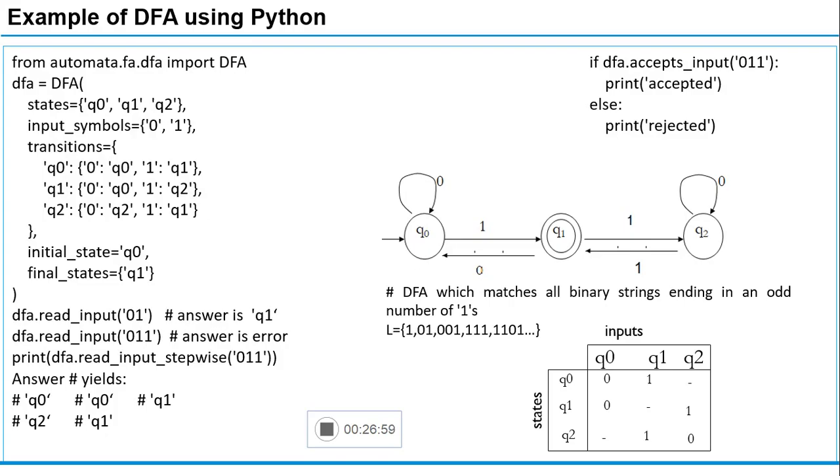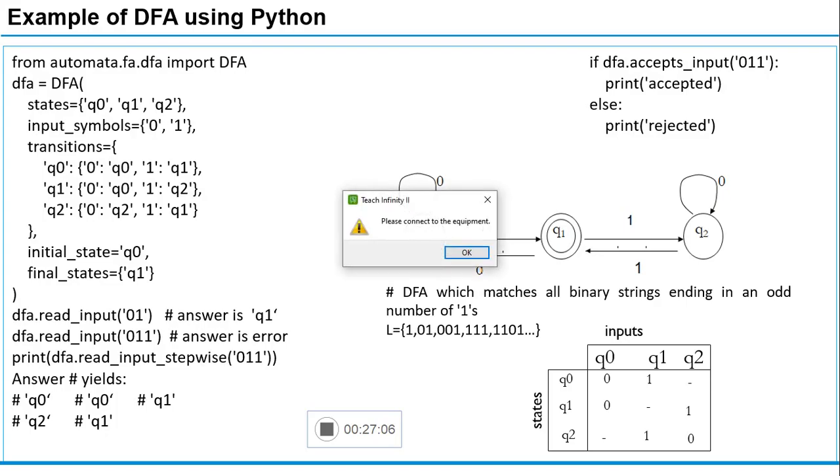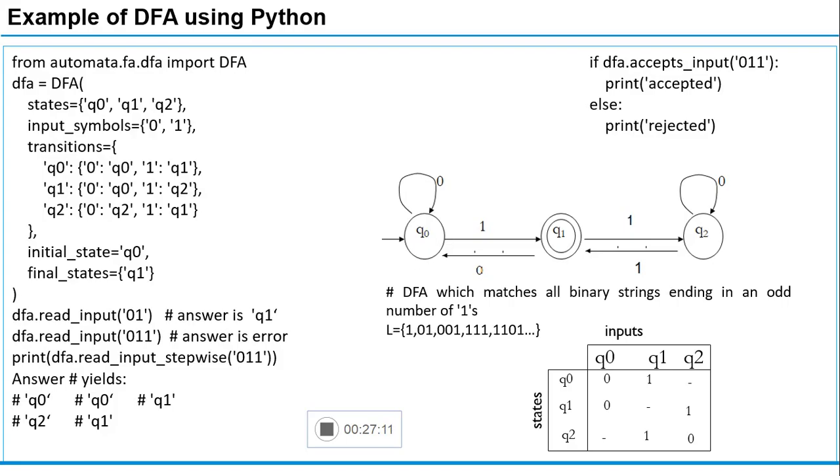The next one, we move on to Q1. Q1 reading 0 moves on to Q0. Q1 reading 1 moves on to Q2. Then we have Q2. Q2 reading 0 moves on to Q2 itself. If it reads 1, it is going to move on to Q1. So the table has been formed now.